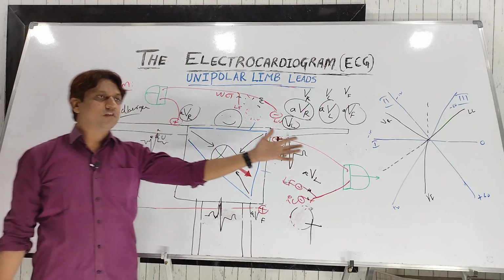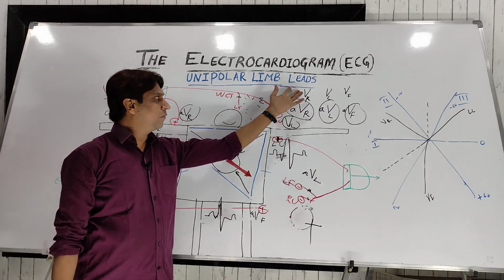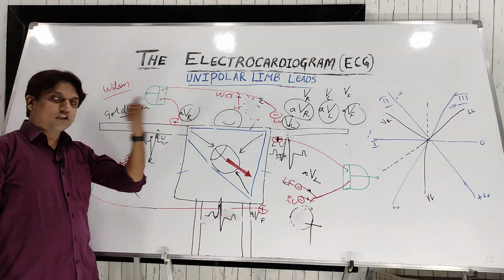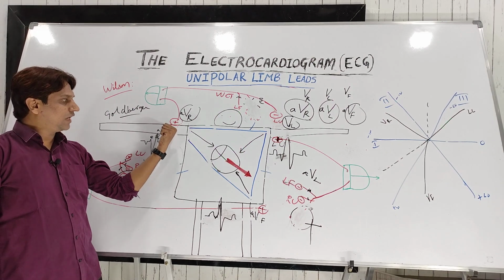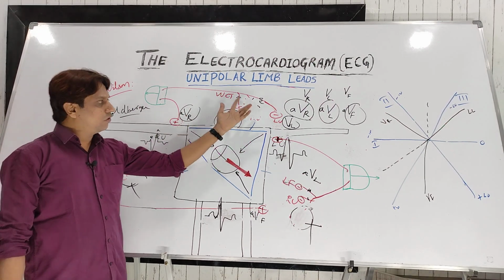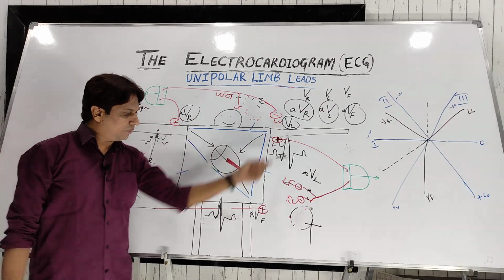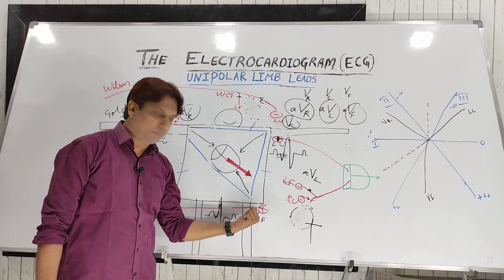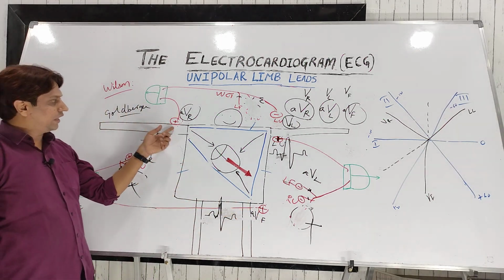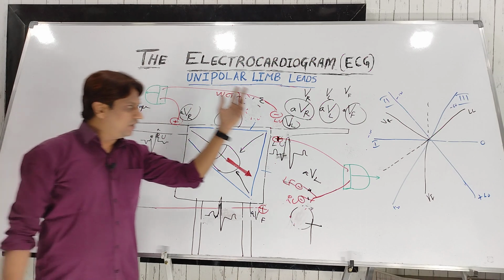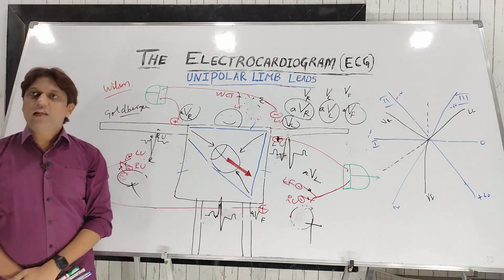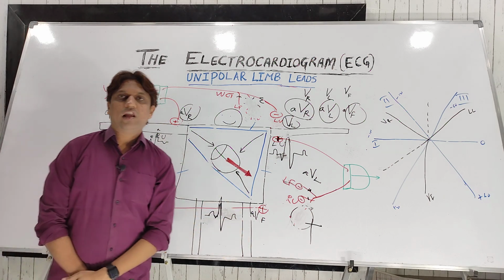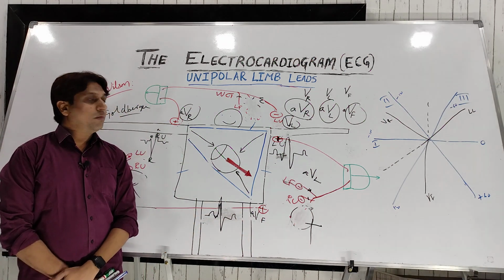So let me just summarize this. Nowadays, unipolar limb leads means AVR, AVL and AVF only, the augmented leads. In AVR, the active or exploring electrode is the positive electrode on the right upper limb, and the indifferent electrode is created by placing negative electrodes on the left upper limb and left foot. In AVF, the active electrode is placed on the left foot and negative electrodes are placed on the right upper and left upper limbs. In AVL, the active electrode is placed on the left upper limb and the negative electrode is placed with resistance on the right upper limb and the left foot. Okay, so this is all about the augmented limb leads.